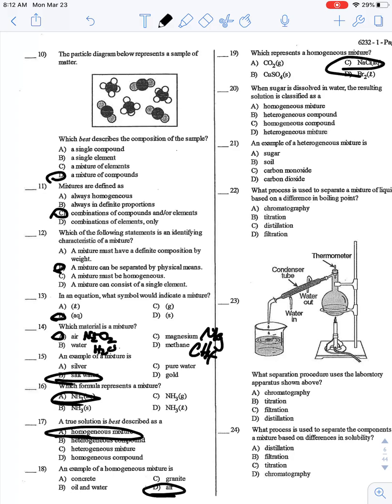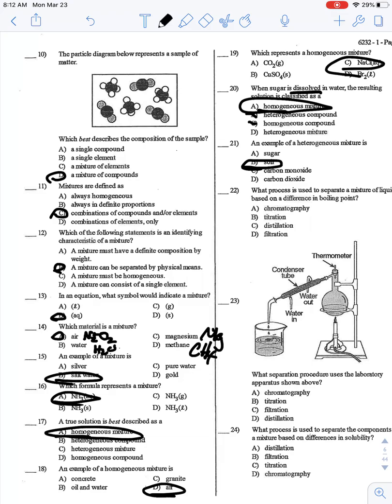20, if you have sugar, the key word is dissolved in water. It's definitely not a compound, but a homogeneous mixture. 21, a heterogeneous mixture would be soil, because there are sticks and worms and stuff like that.